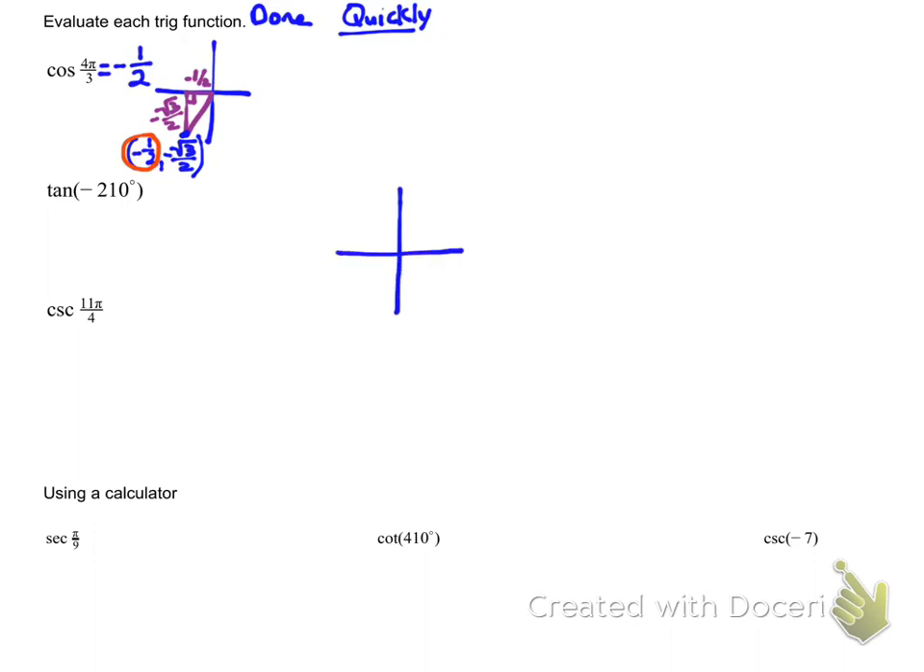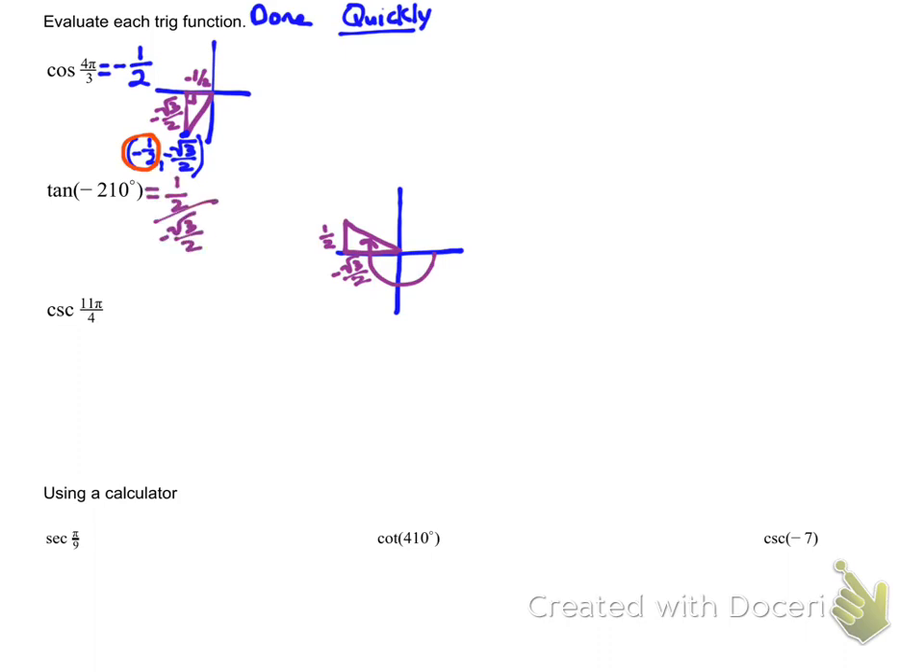This is similar, we need to recognize where the angle is. Negative 210, that's coterminal with positive 150. So we need to know that when we have positive 150, that's negative root 3 over 2 for the x value and positive 1/2 for the y value.